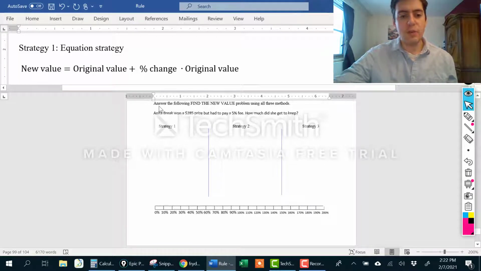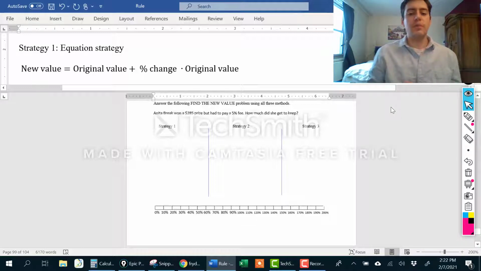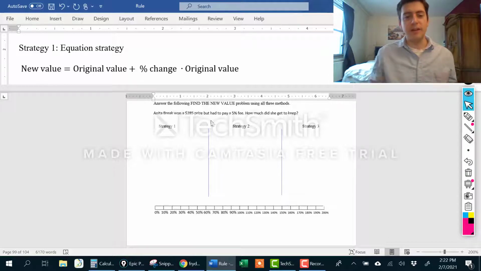So for example, we have here, answer the following find the new value problem using all three methods. Here's the problem. Anita Brake won a $285 prize, but had to pay a 5% fee. How much did she get to keep? I'm going to talk about this number line in a little while if that was confusing you. Let's understand what's going on here. She won some kind of contest, apparently, and the prize money was $285, so pretty sweet, right? But then she had to pay a 5% fee out of the prize money.